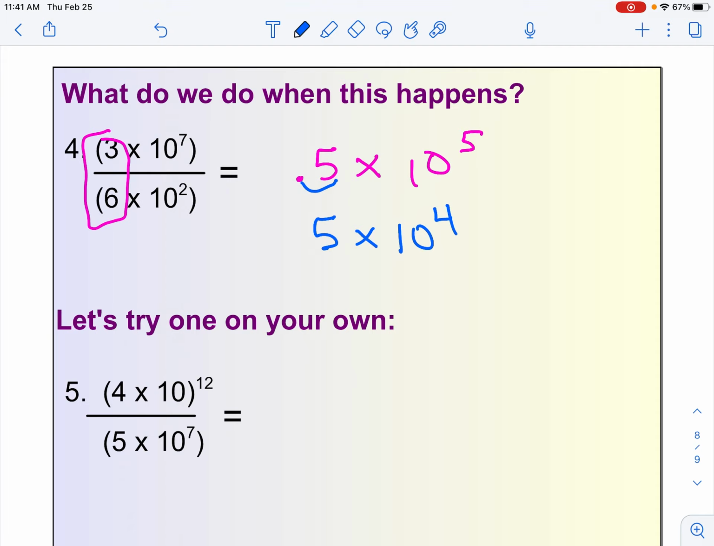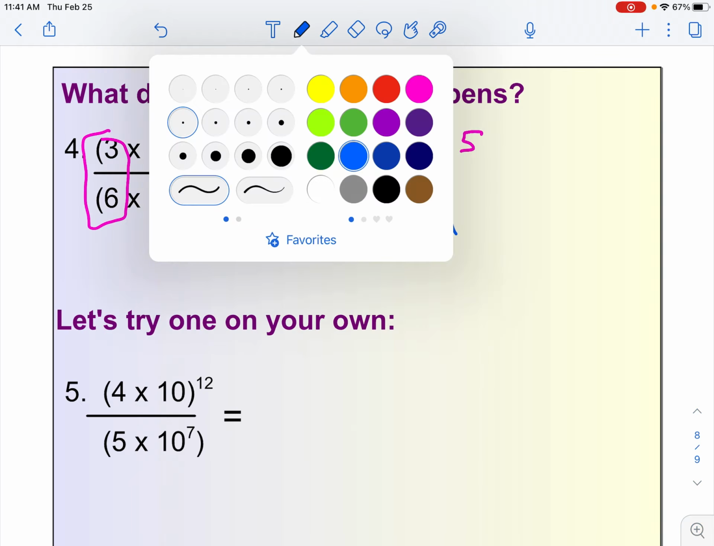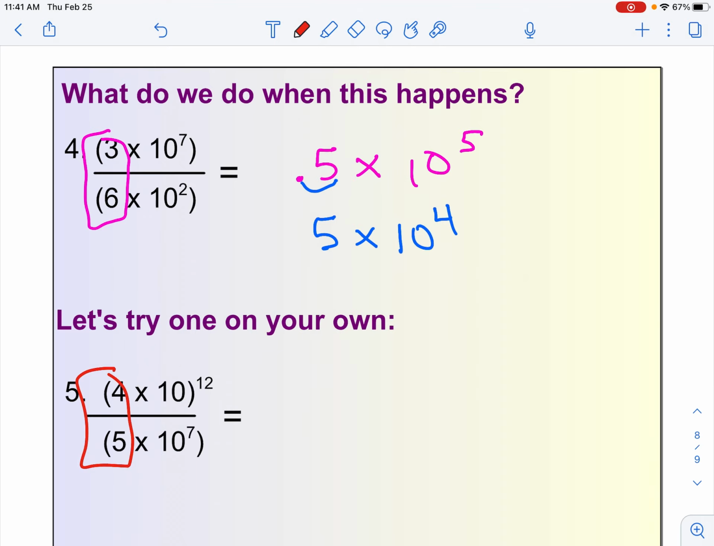Okay, when you do the next problem on your own, what you should get when you take 4 divided by 5 is 0.8. So again, just like in that last example right here, that is not a number between 1 and 10. So again, I'm going to have to move this over to make it 8. And then again, you're going to do 1 less power.